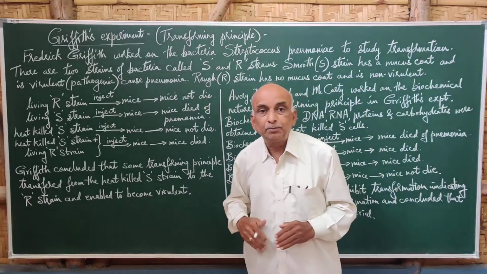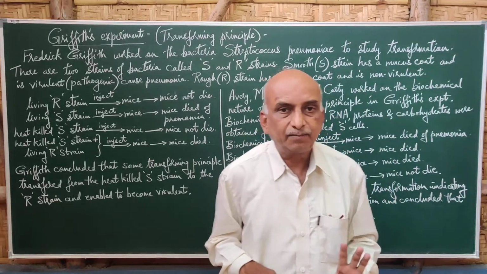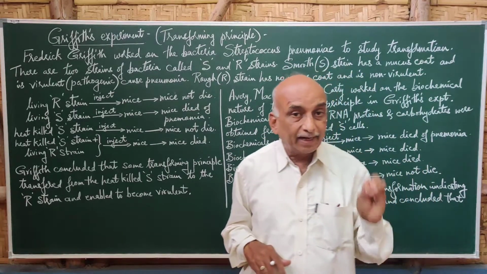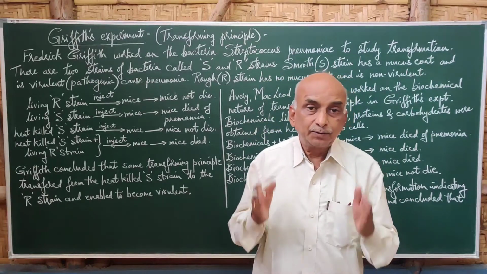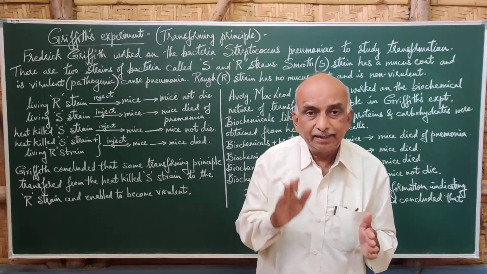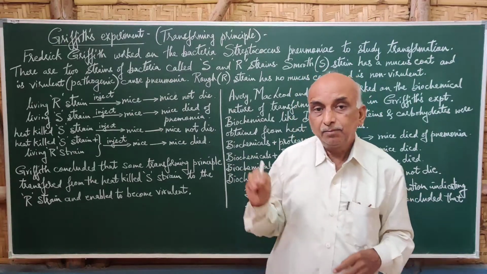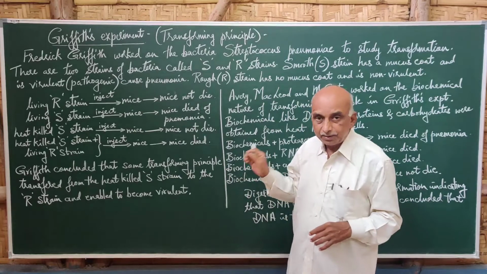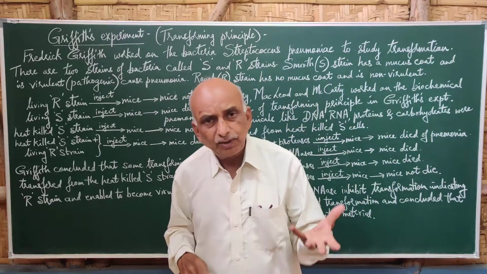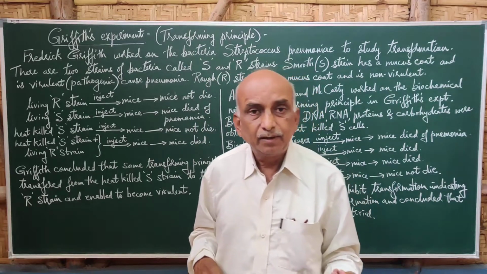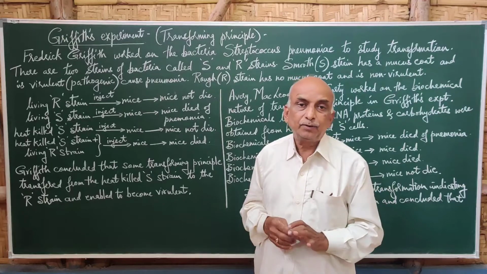But in the fourth, important step, he took the heat-killed S cells, which were inactive, and mixed them with the living R cells. So the living R cells and the heat-killed S cells were mixed and injected into the mice. But now what Griffith observed is that the mice died of pneumonia. So though the S cells were heat-killed, when mixed with the R cells, the mice died of pneumonia.